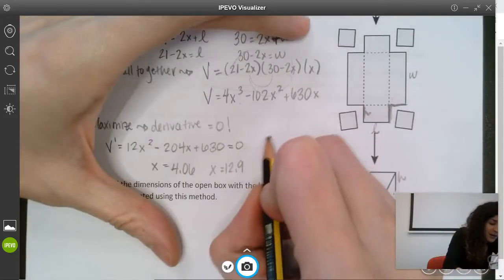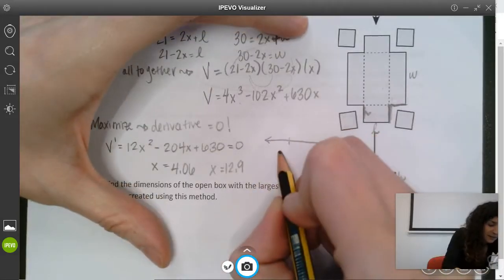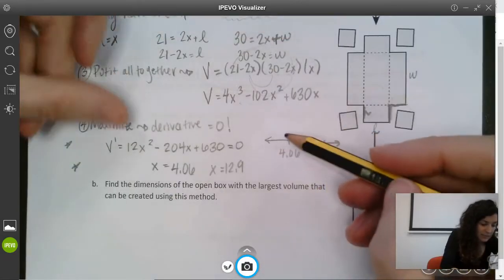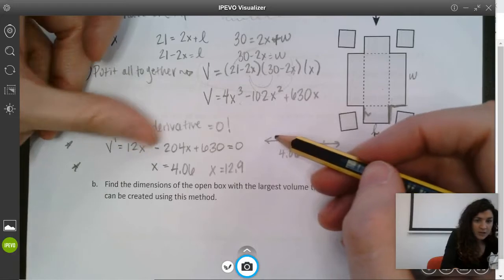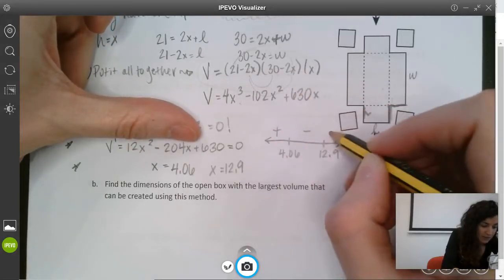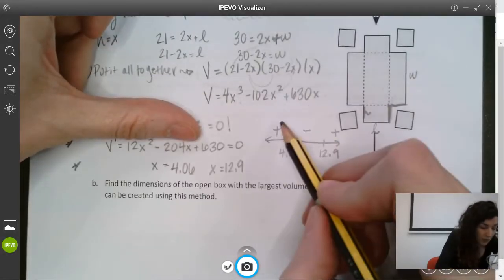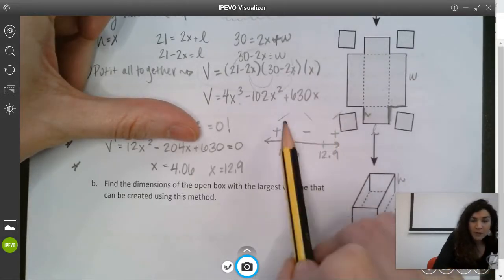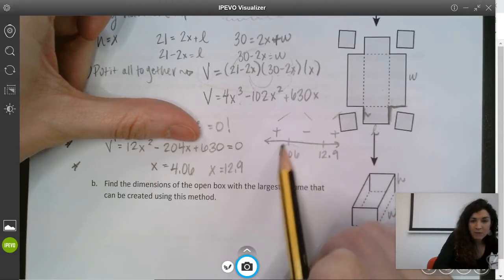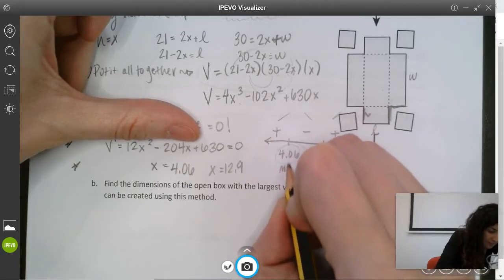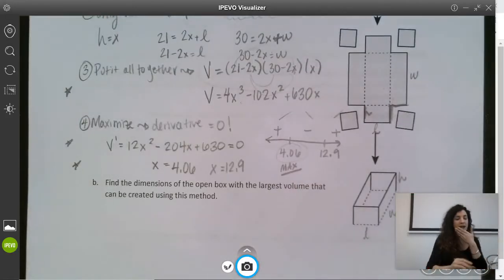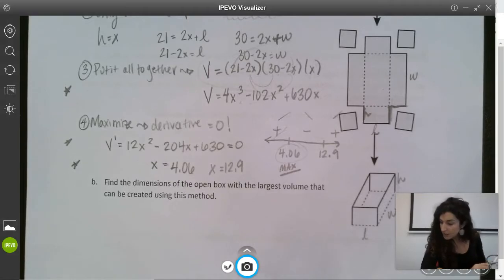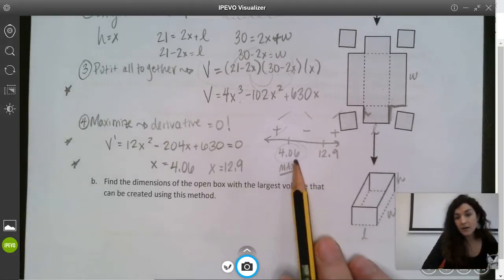So if we use our sign diagram, if I plug in 0 into the derivative, which would be over here, that would be a positive, which means it goes positive, negative, positive. If we were increasing and then decreasing and then increasing, this would be a minimum, which means that this would be a maximum at 4.06. So that would be our maximum because it was increasing and then it was decreasing. So that would be where our maximum occurs.